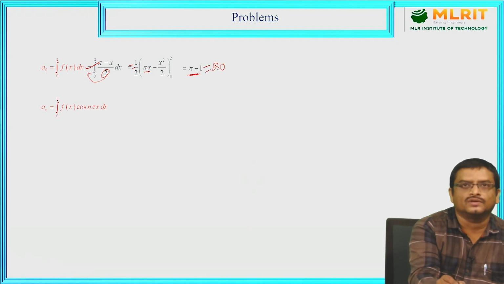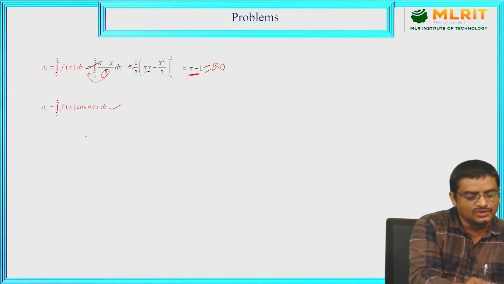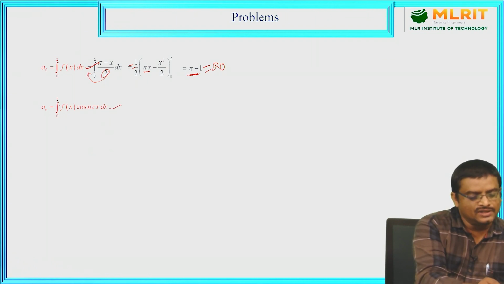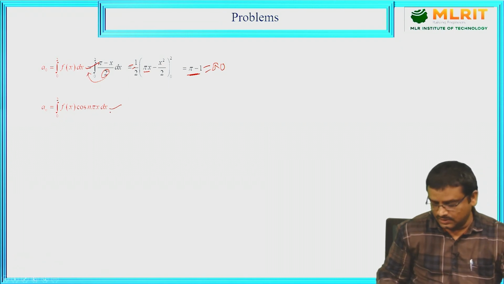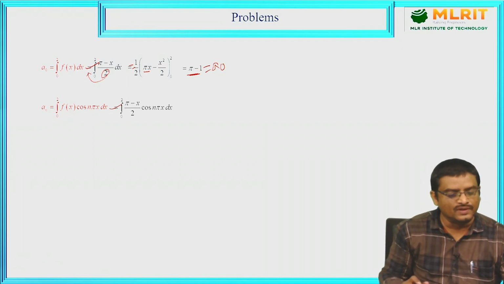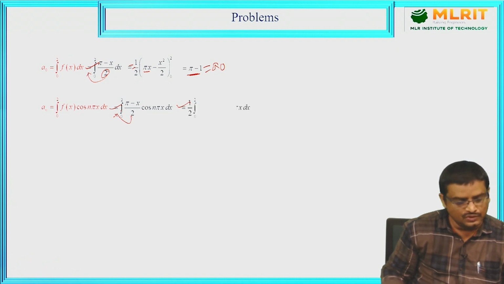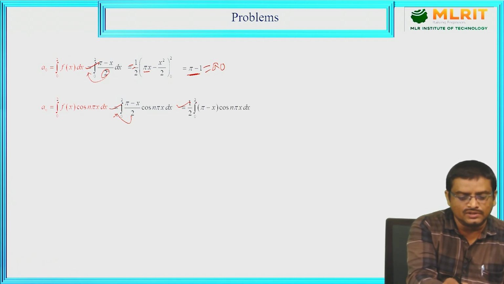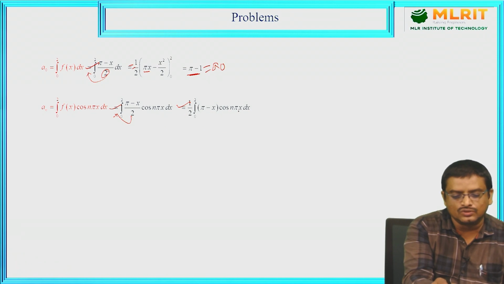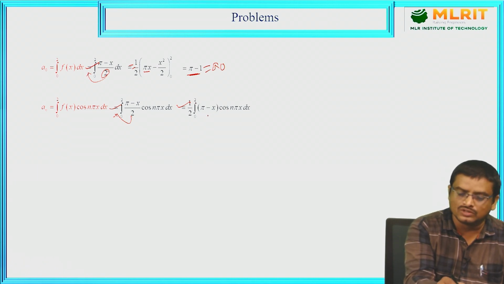Now take the next one, an is equal to integral 0 to 2 f of x cos n pi x. Similarly here also you substitute the value of f of x, and you will get pi minus x by 2 into cos n pi x dx. Take the denominator outside, so you will get 1 by 2 integral 0 to 2 pi minus x into cos n pi x. So this pi minus x we can consider as an algebraic function, and cos is a trigonometric function. So inside the integral you have a product of two functions, so you have to apply integral of uv.